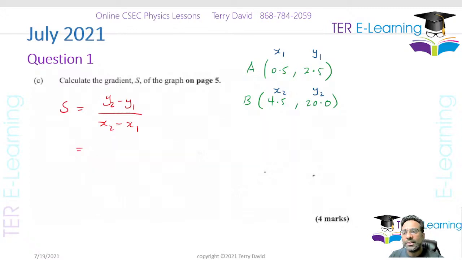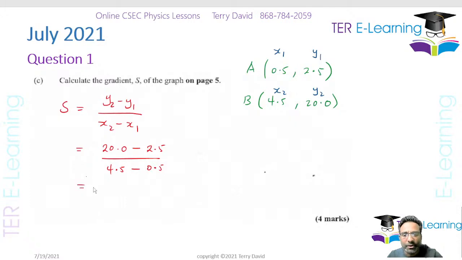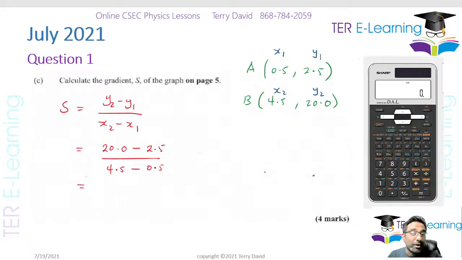Then all I'm going to do is substitute into this formula here. So this is 20.0 minus 2.5 divided by 4.5 minus 0.5. Now here's something that students have trouble with, and hopefully you all didn't make that mistake. I'm going to work out the numerator first: 20 minus 2.5 gives me 17.5. And 4.5 minus 0.5 is going to give me 4.0. So I take 17.5 and divide that by 4, and I get 4.375.